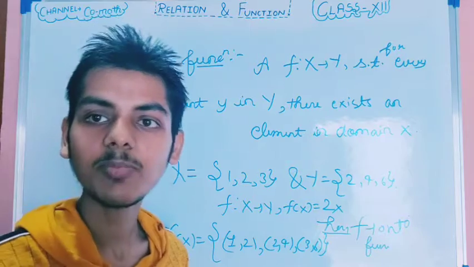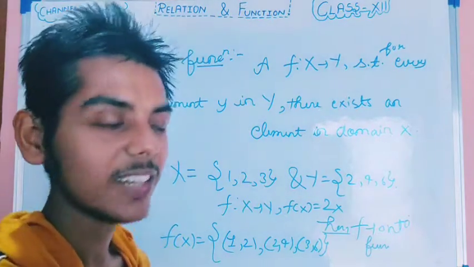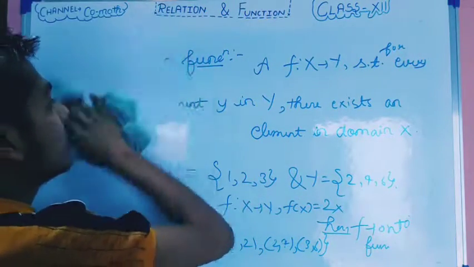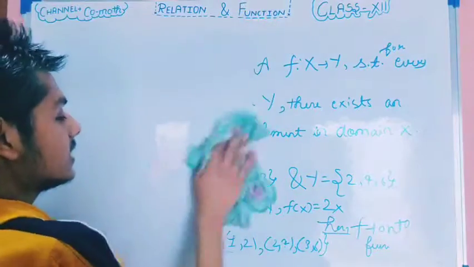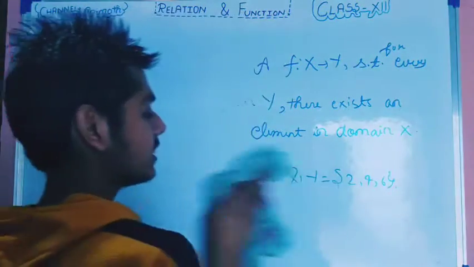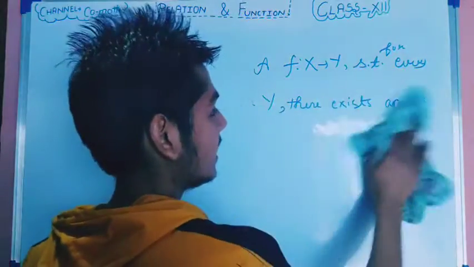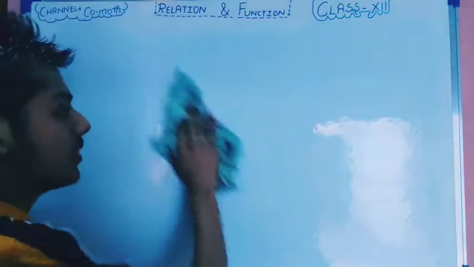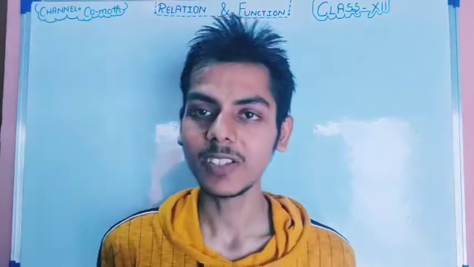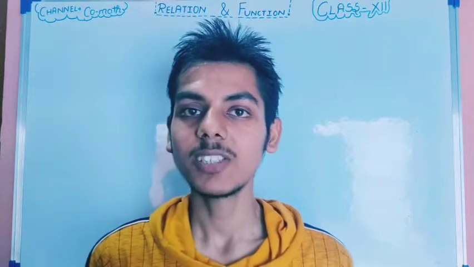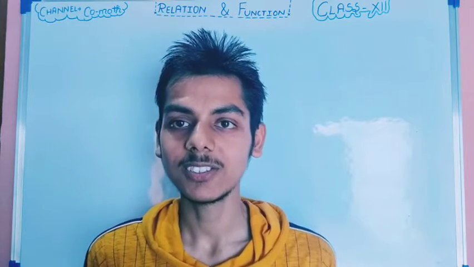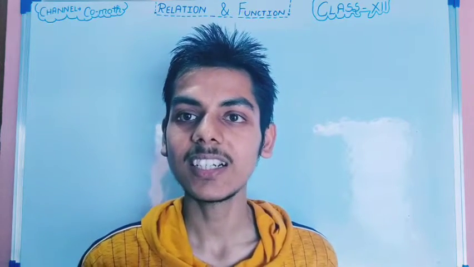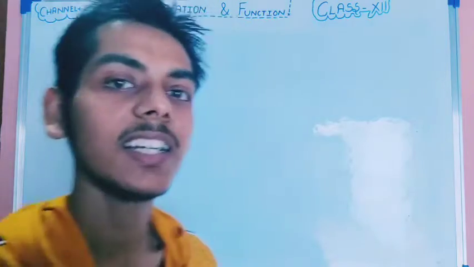So it's the time for the bijective function. What is a bijective function? An onto function is also known as a surjective function, while a one-one function is known as an injective function. So a bijective function is basically a function which is both one-one and onto.